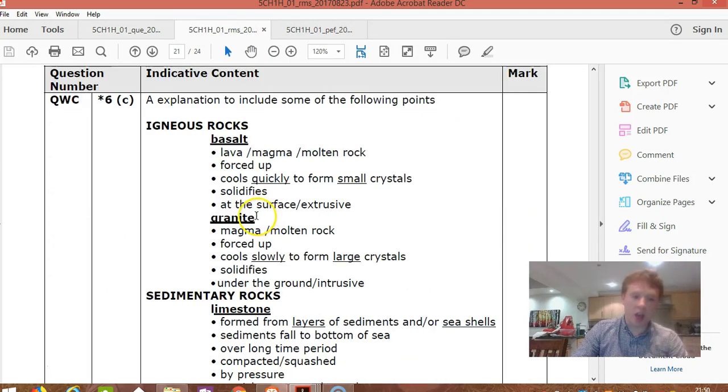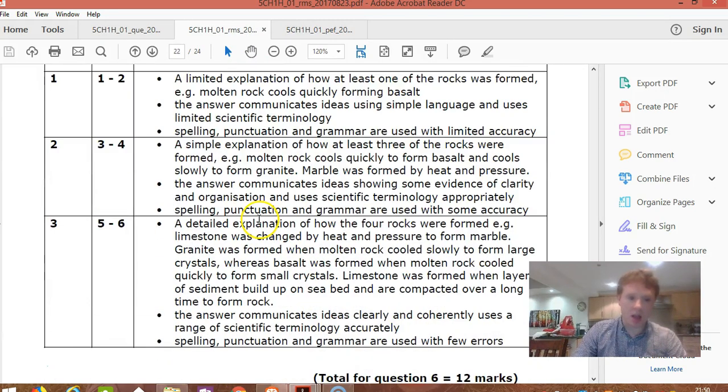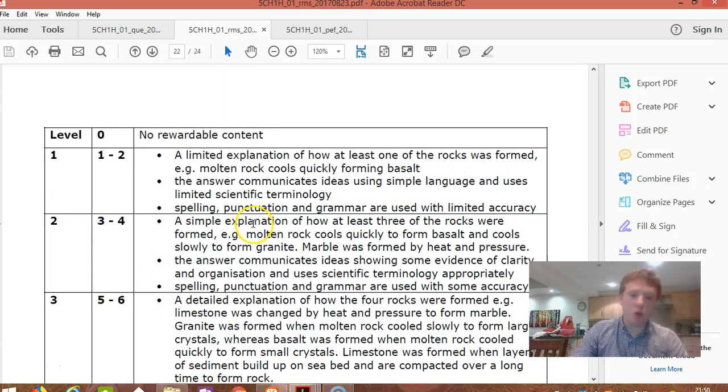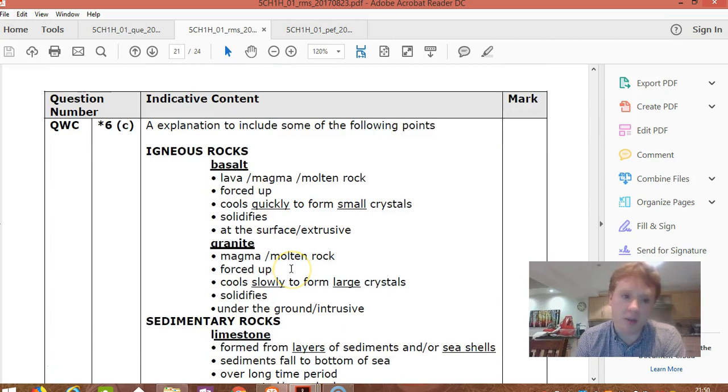Right, so you need to talk about how all 4 rocks were formed to get to level 3. To get to level 1, you talk about 1 of the rocks. To get to level 2, you talk about 3 of the rocks. So, igneous basalt is made from lava, is forced up, cools quickly to form small crystals. You have to say quickly and small because the size of the crystals depends on how quickly it cools, and granite cools slowly to form large ones.